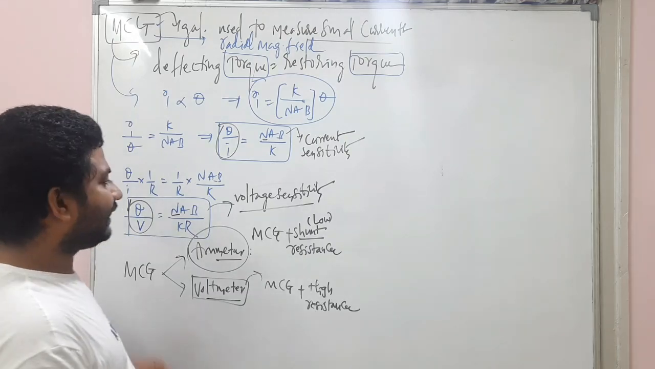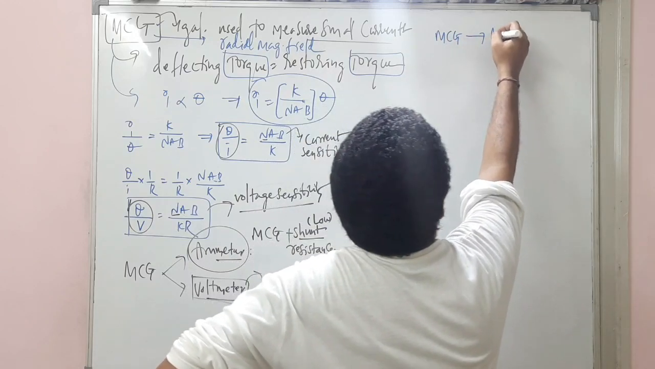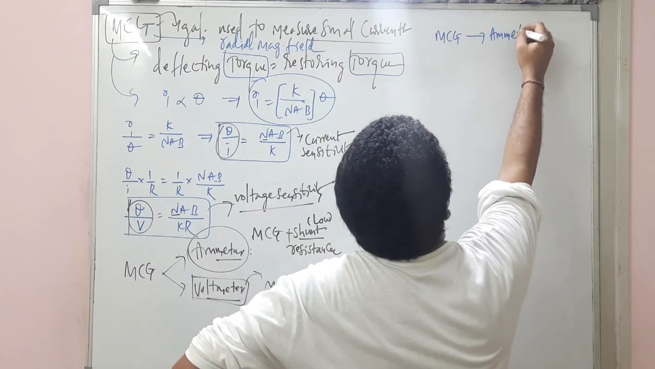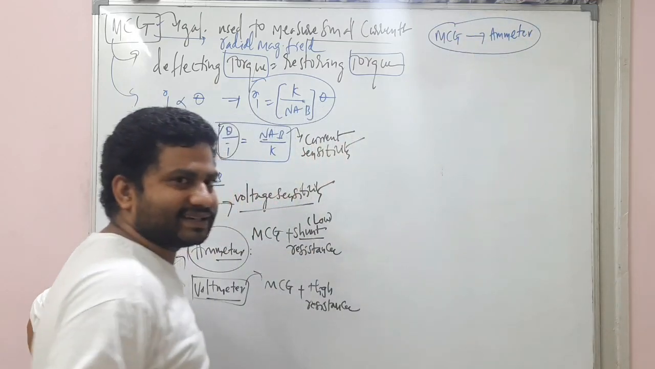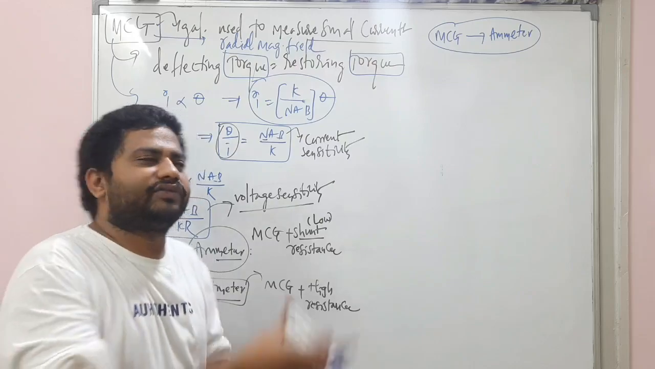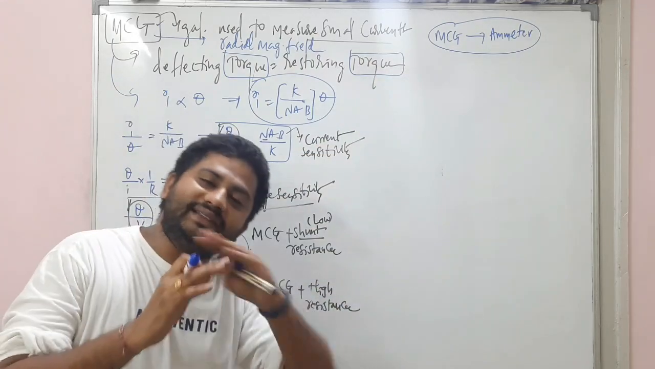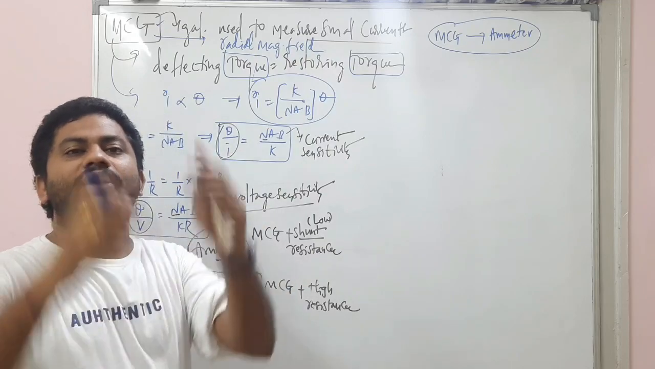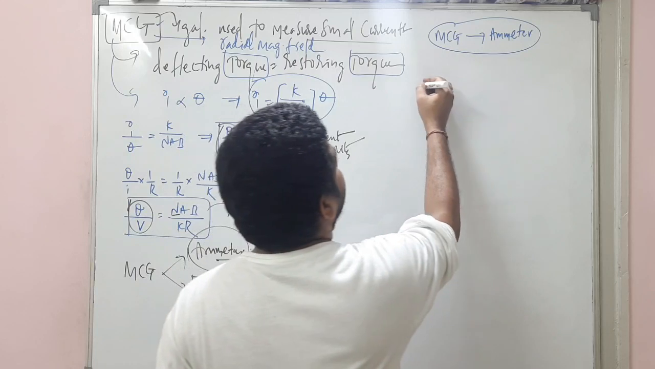Okay. Now let us see how this moving coil galvanometer will be converted into an ammeter. We will discuss the important formulas related to it, then the numericals of this part, moving coil galvanometer and this conversion, and that's it. That's the end of the chapter and the class. Okay, get ready now.